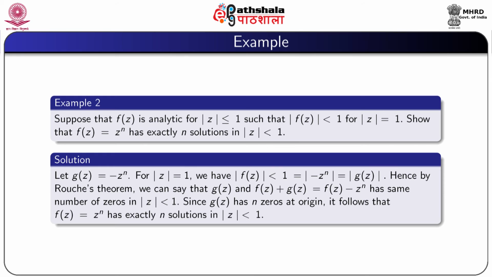Hence, by Hurwitz theorem, we can say that g(z) and f(z) + g(z), which is equal to f(z) - z^n, have the same number of zeros in |z| < 1. Since g(z) has n zeros at the origin, it follows that f(z) = z^n has exactly n solutions in |z| < 1.